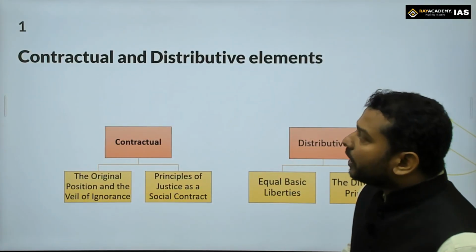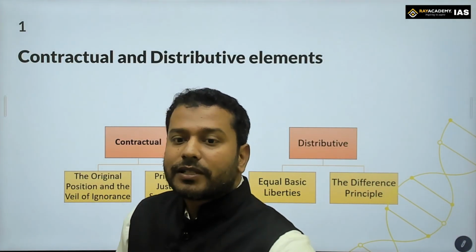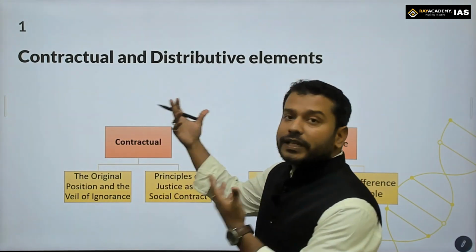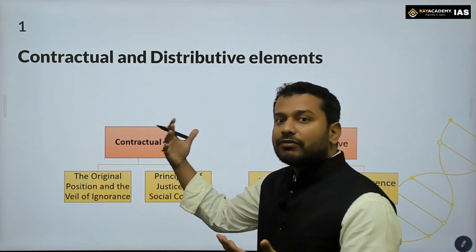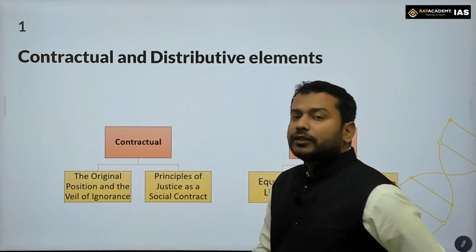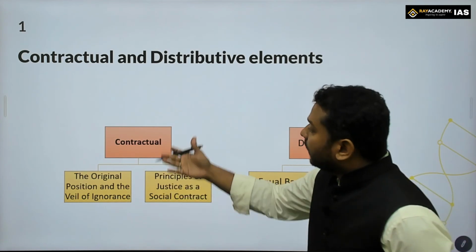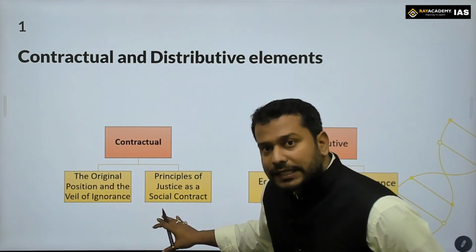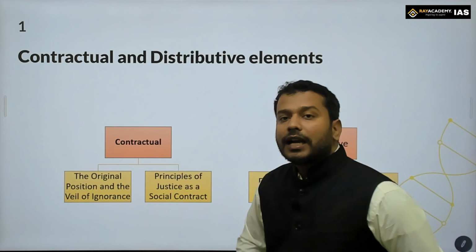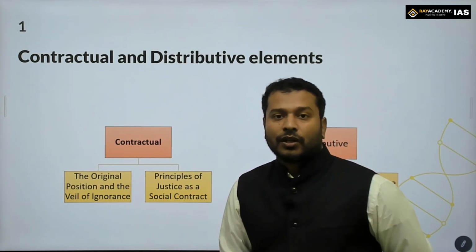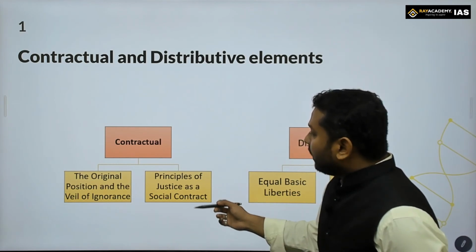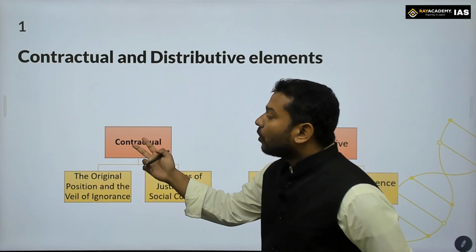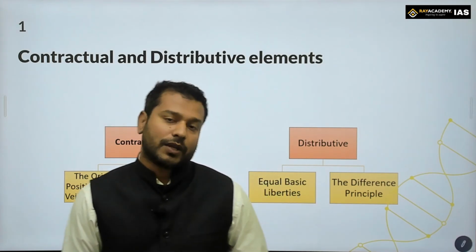So if we look into the contractual elements, which was the question's purpose, there are basically two aspects of John Rawls that we examine. One is the contractual, another is the distributive elements. Further, if we look into the contractual elements, there are two things which John Rawls has said. Number one, the original position and veil of ignorance, which I just spoke about. Second is the principles of justice as a social contract. These two concepts come under the contractual element of John Rawls' theory.